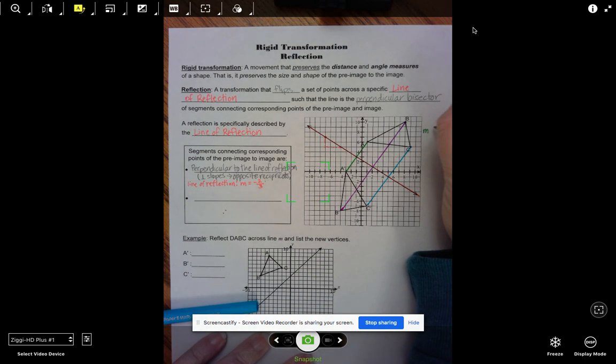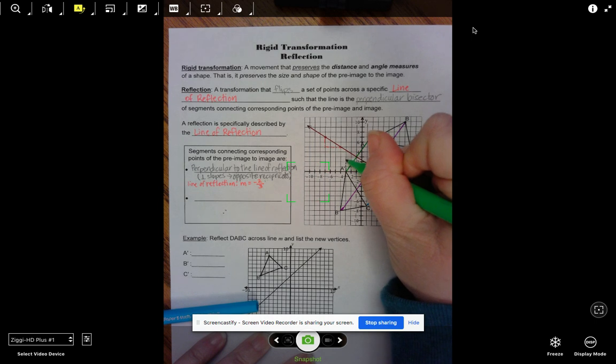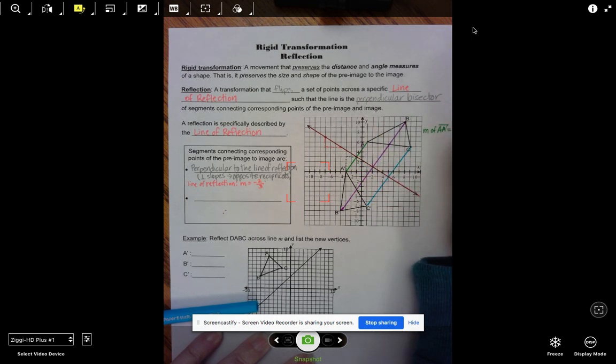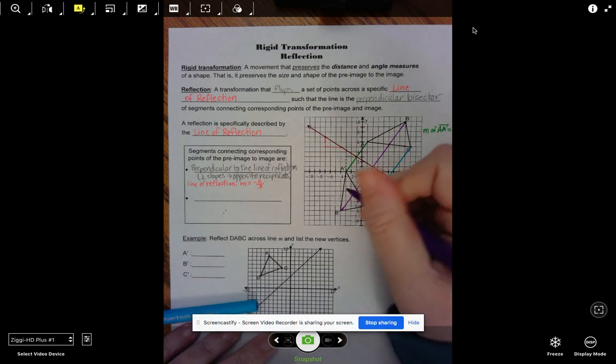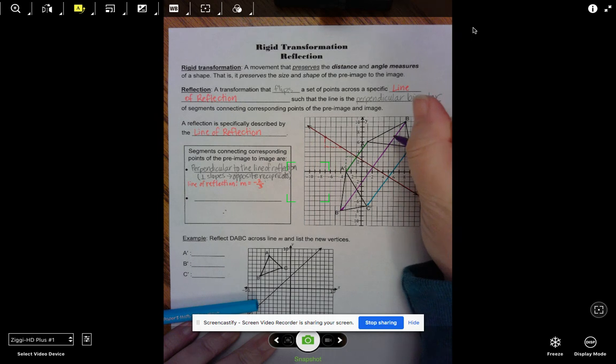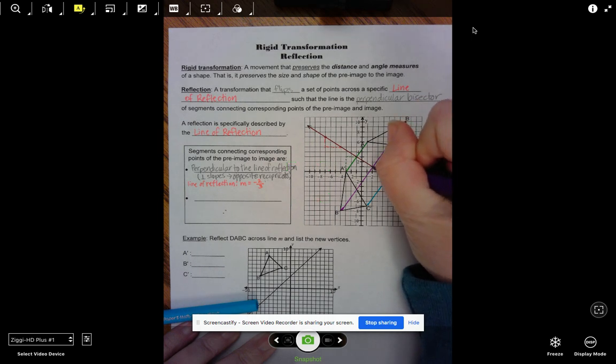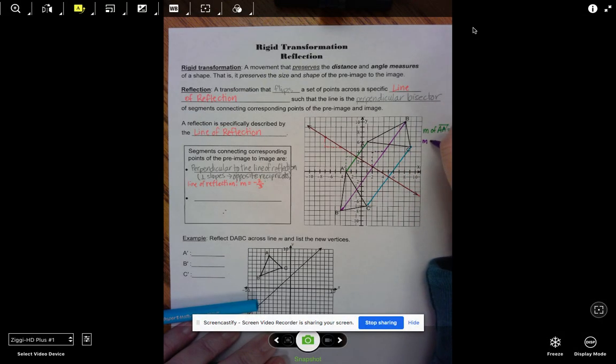So the slope of A to A prime, do you see that it goes up 3/2? So this is 3/2. And I don't necessarily need to count the whole way. I just need to find two nice points. So same thing here. I'm going to go right here from here to here. Do you see that here from B to B prime we also have a slope of 3/2?